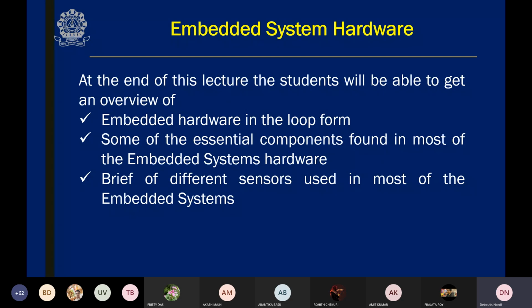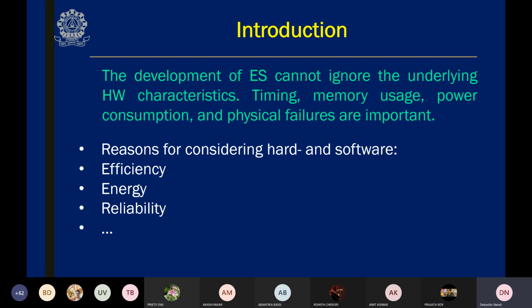Okay. Now, at the end of this lecture, you will get the embedded hardware in a loop form. Then I will discuss some of the essential components found in most of the embedded systems hardware. Then a brief of sensors used for most of the embedded systems. I will try to discuss this part in this class. And then I will go to the sampling theorem and sample and hold circuit. Okay, anyway.